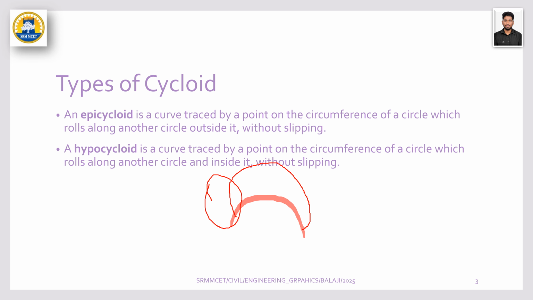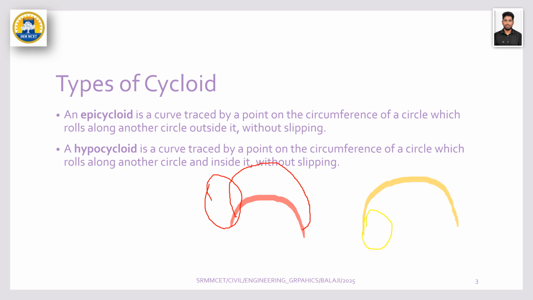forming a shape of a cycloid which is known as an epicycloid. In the case of a hypocycloid, a circle rolls inside the outer circle. A hypocycloid is a curve traced by a point on the circumference of a circle which rolls along another circle and inside it without slipping. So you can see another circle is going to roll inside the circle. Is it visible? Yes, the circle rolls along the inner direction of the circle.